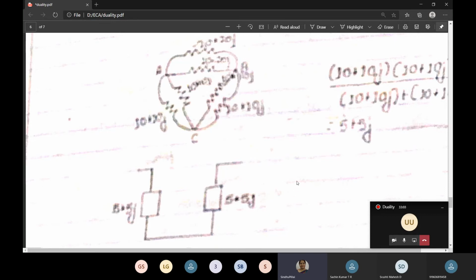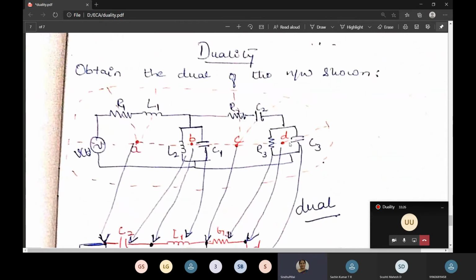So two star networks are converted to two delta networks. All the branches which are in parallel are calculated and the answer is written here. To convert it, you have to go with the formula RAB is equal to RA plus RB plus RA into RB divided by RC. That is converting star to delta. So this was star to delta conversion.